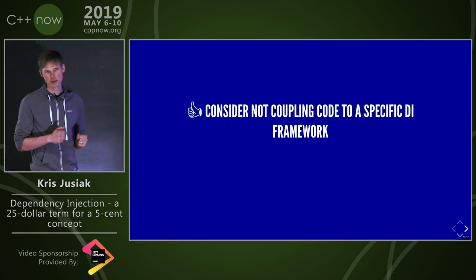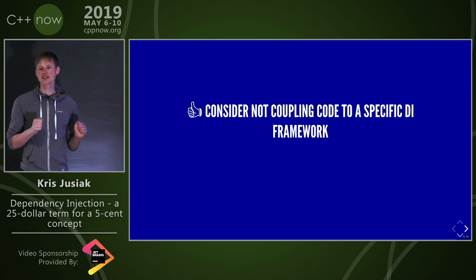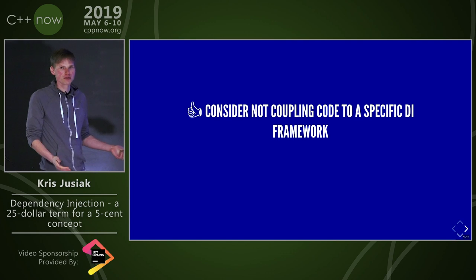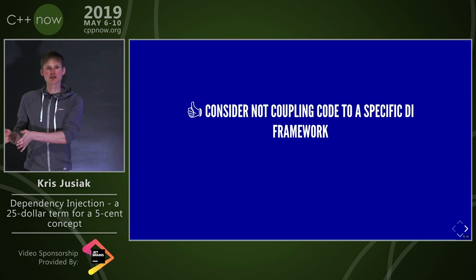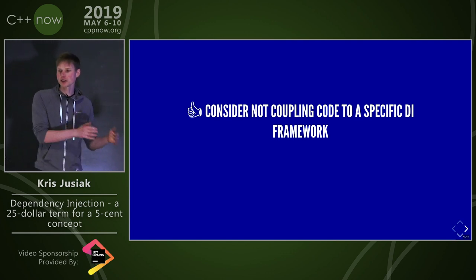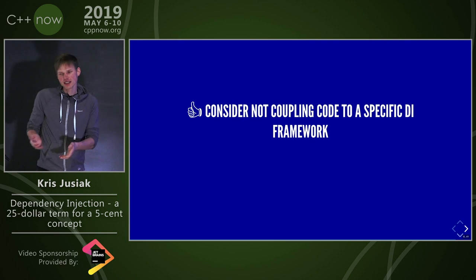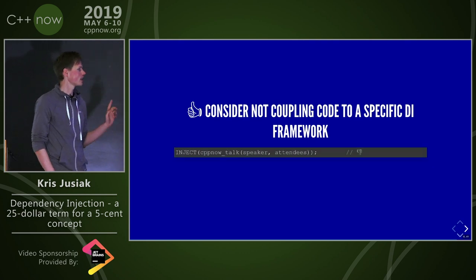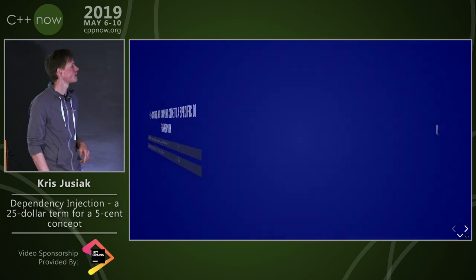So the point here is this. Let's consider not coupling ourselves to any framework. That's always good, because then we can easily switch from one framework to another, or to manual wiring, if the framework doesn't work for us. But if we coupled, we can't switch. So we're screwed, right? So that's bad, but that's good.